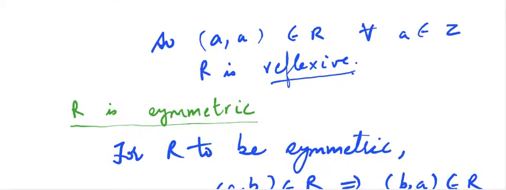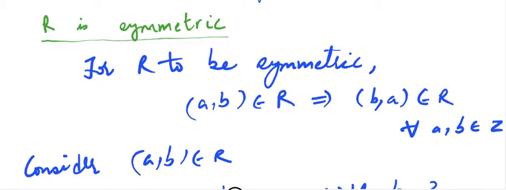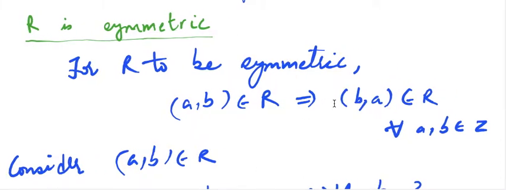Then we have to check whether R is symmetric. How are we going to check? When is any relation symmetric? For R to be symmetric, for (a, b) belonging to R, the ordered pair (b, a) should belong to R for all a, b belonging to Z. This is the symbol for all.